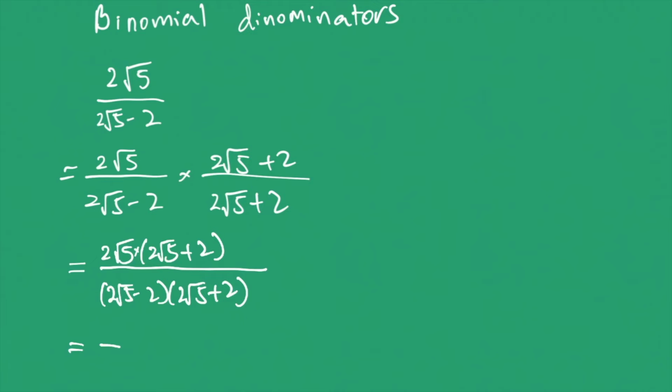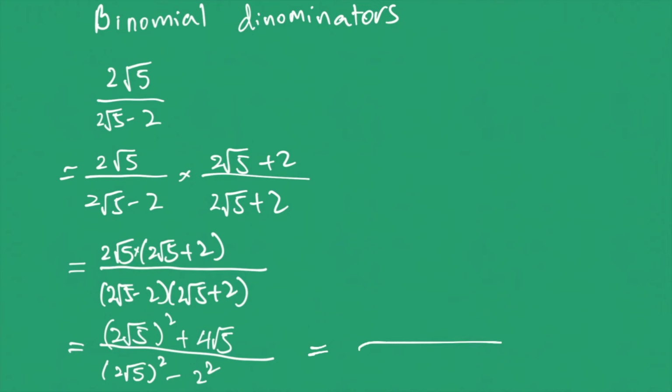This equals 2 square root 5 squared plus 4 square root 5, because 2 times 2 square root 5 equals 4 square root 5. For the denominator, we use the difference of two squares, so we finally get 2 square root 5 squared minus 2 squared. Then we simplify this expression. It equals 4 times 5 plus 4 square root 5 over 4 times 5 minus 4, and eventually we get 20 plus 4 square root 5 over 16.